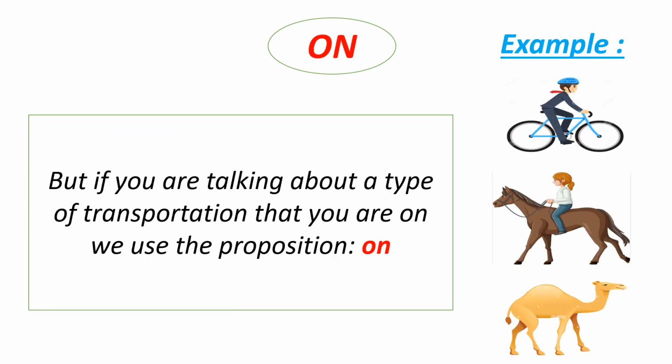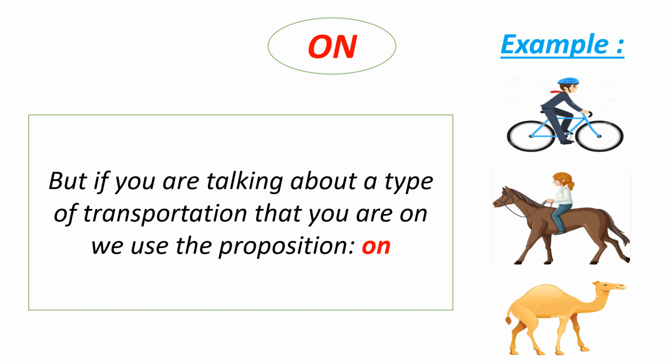We use on to talk about the type of transportation that you are on. You are on top of it. For example, bike, horse, camel, etc. So we say, I am on a bike, I am on a horse, and I am on a camel. Not in a horse, not in a bike, not in a camel.